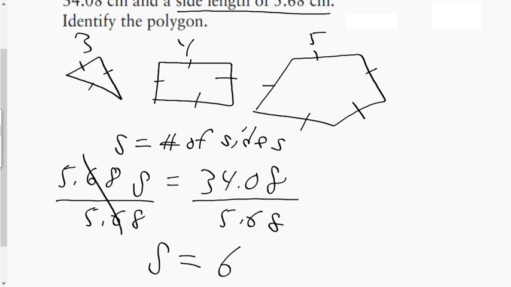Does anyone know what a 6-sided figure is called? Don't say octagon. Correct. Hexagon is correct. Hexagon. If I say it enough, everyone's going to start using it.